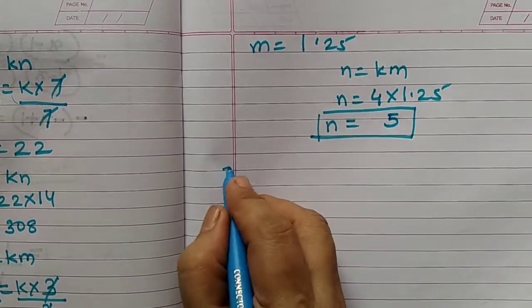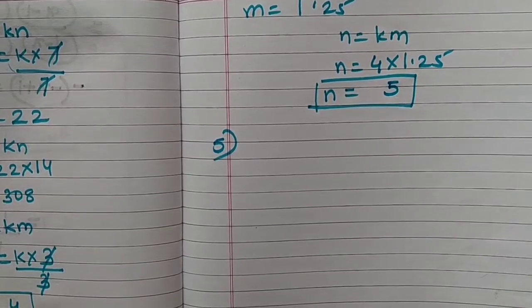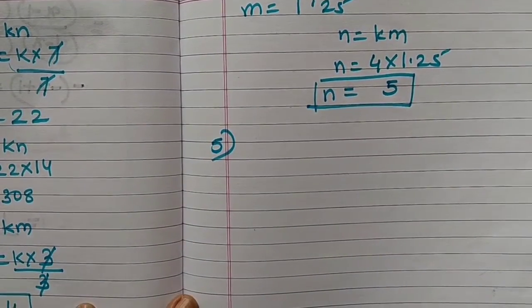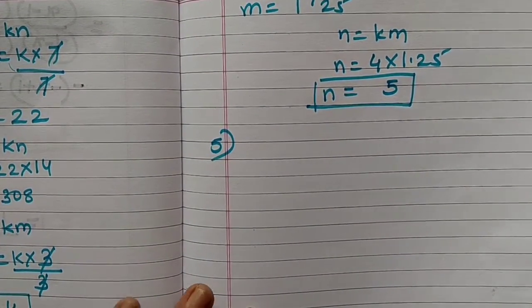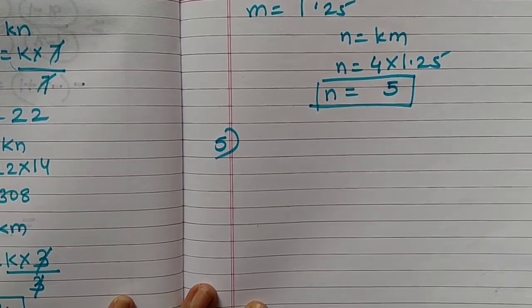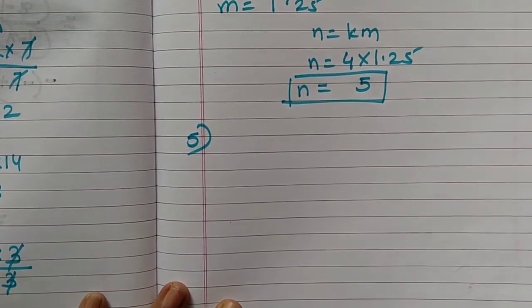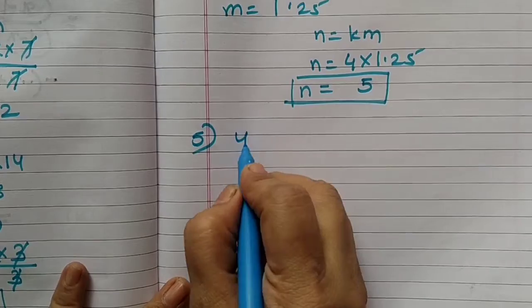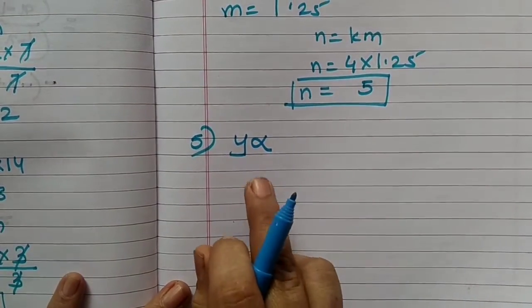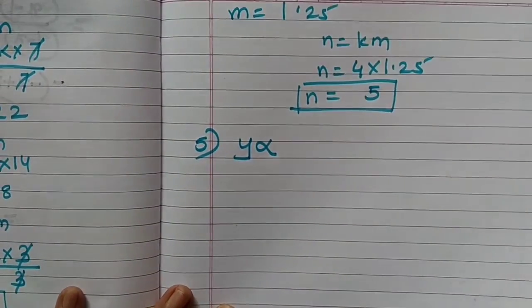Now let us do sum number 5. We will complete this practice set 7.1. y varies directly as square root of x. So whenever such sums are given, you have to understand the wording properly. y varies directly. So this is direct variation only.